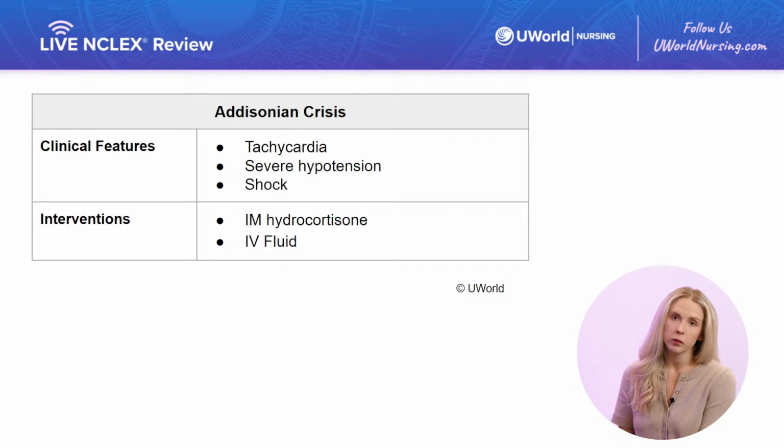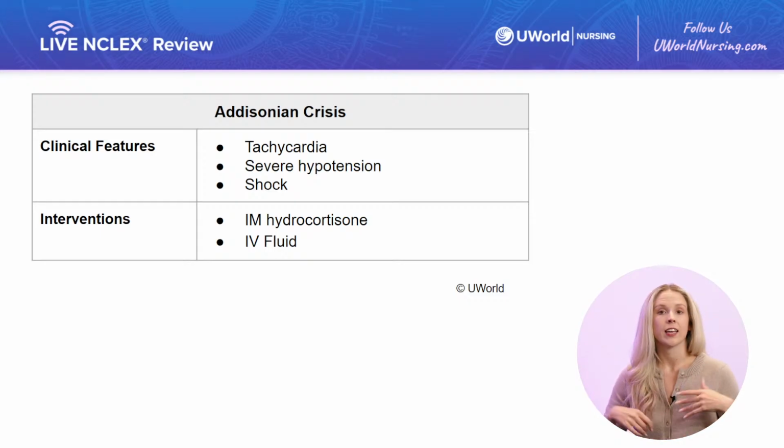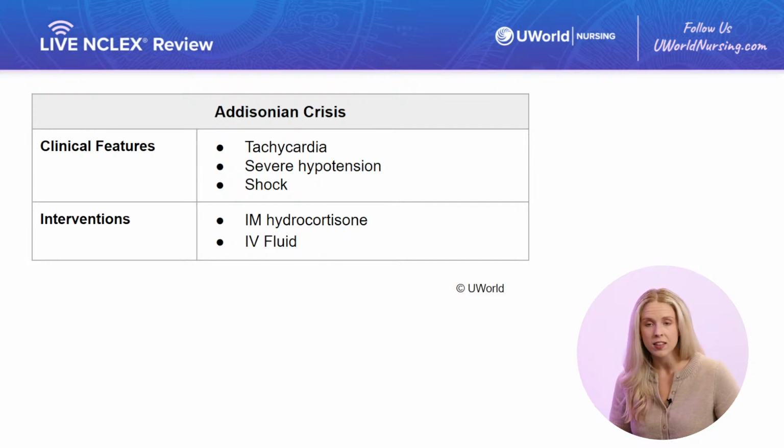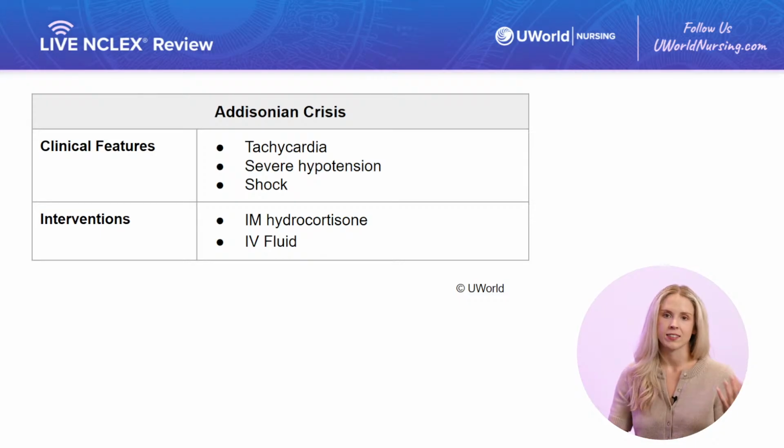Clients will need to quickly report any signs of infection because, again, illness and infection can mount the body's stress response, make the body stressed out. And if we don't have enough cortisol and stress hormone to respond to that, that's going to exacerbate our Addison disease.